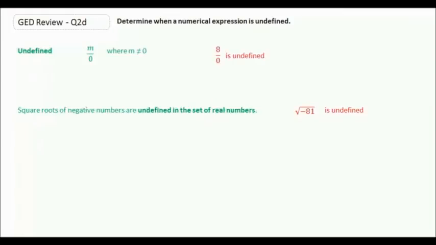Now certain numbers are undefined in certain sets. So square roots of negative numbers are undefined in the set of real numbers. You can't have a square root of a negative number because a negative times a negative will give you a positive, not a negative number. There are imaginary numbers that will make this problem possible. However, in the set of real numbers, square root of negative 81 is undefined.